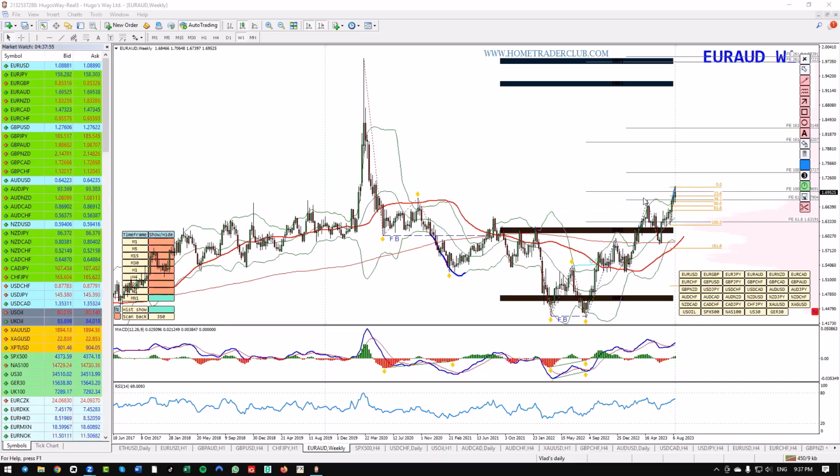However, there is one more level I pay attention to, and it's right here. Okay, the reason at that point is simple. We got a big control of the sellers. Buyers were trying to reject for several weeks, as we can see here with the spikes, but failed.